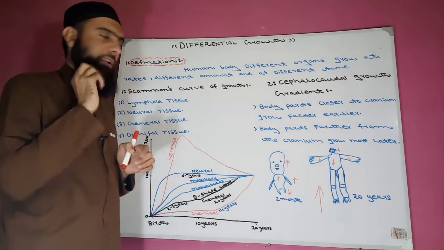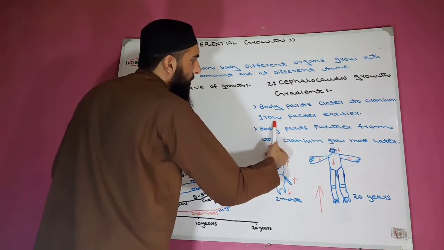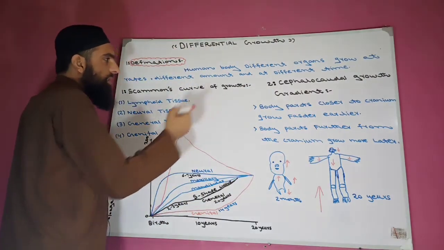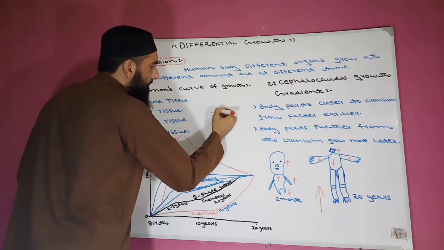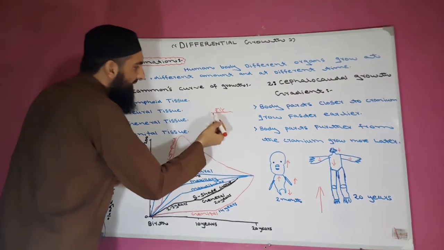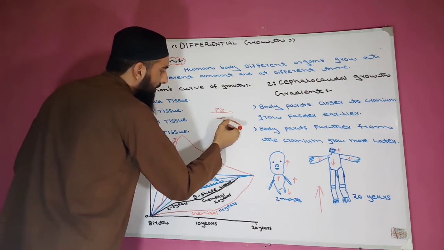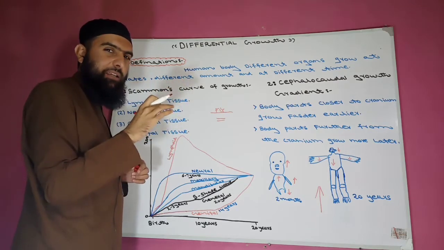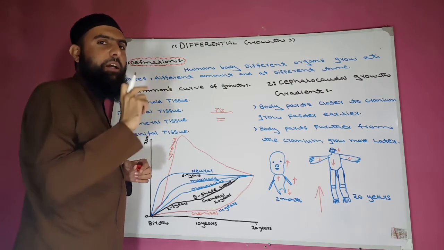understand two basic sentences. The first is, body parts closer to the cranium grow faster earlier. It means we take the cranium as a fixed point. The structures near to the cranium grow rapidly in the earlier age of children.